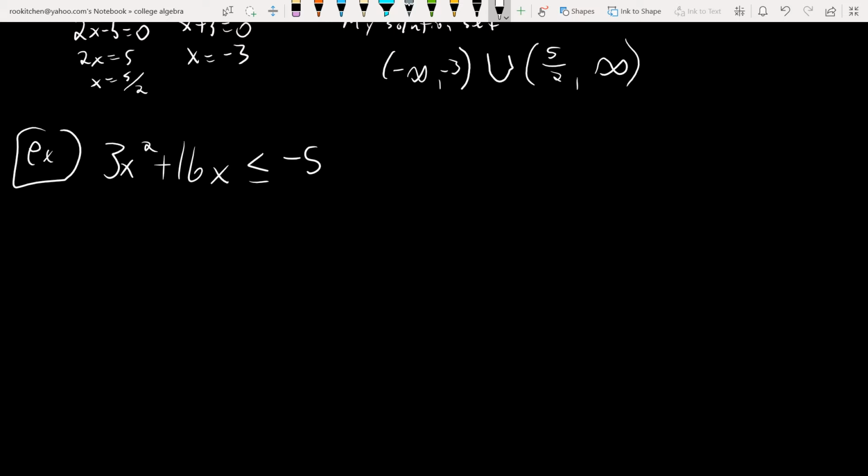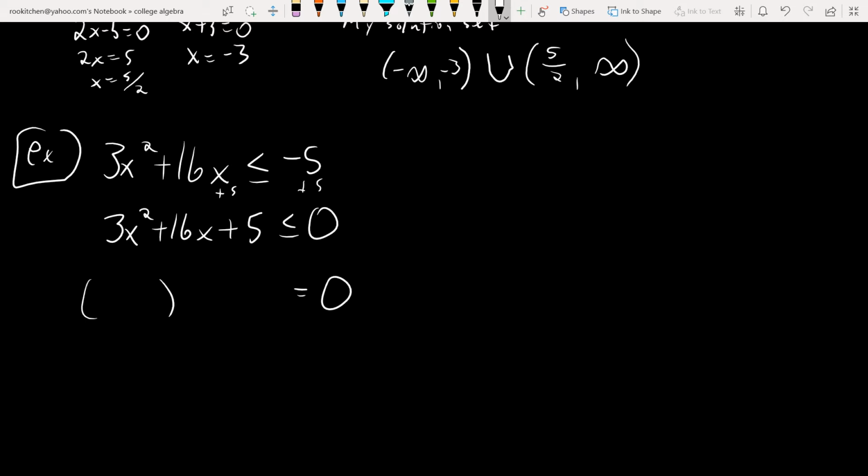So first get 0 on one side. So I'll have 3x squared plus 16x plus 5 less than or equal to 0. I just added 5 to both sides. Now I want to set it equal to 0 and find what they call the boundary points.